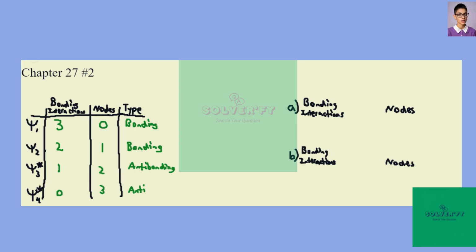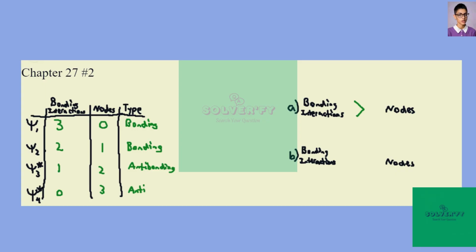Okay, and then the questions that we were actually asked in this problem are to make a comparison between the number of bonding interactions and the number of nodes. So for a bonding molecular orbital, which again 1 and 2 are, we see that for 1 we have 3 bonding interactions and 0 nodes, and for 2 we have 2 bonding interactions and 1 node. So we can say in the case of A, when we're looking at bonding molecular orbitals, there are more bonding interactions than there are nodes. So I'll put greater than sign there, so more bonding interactions than nodes.